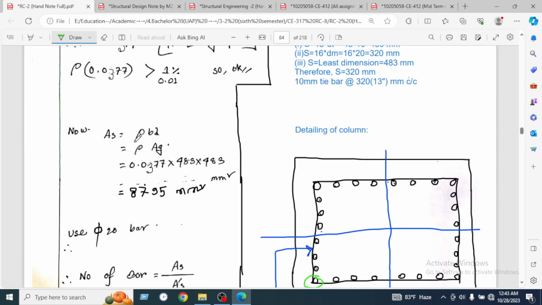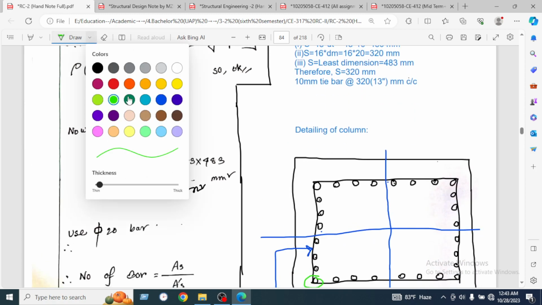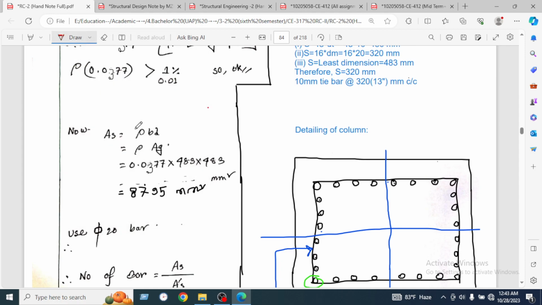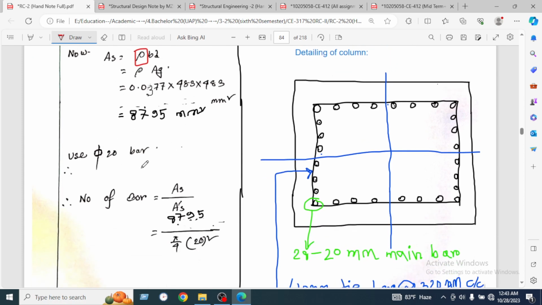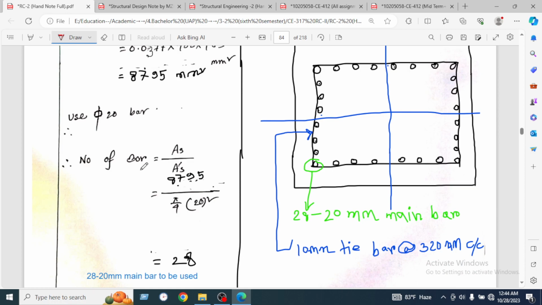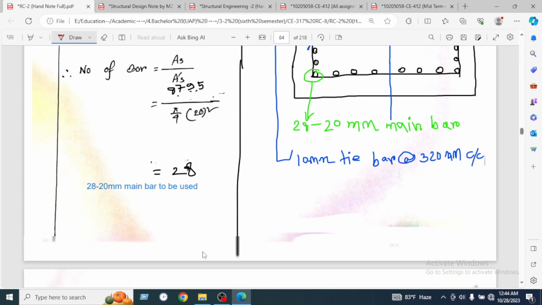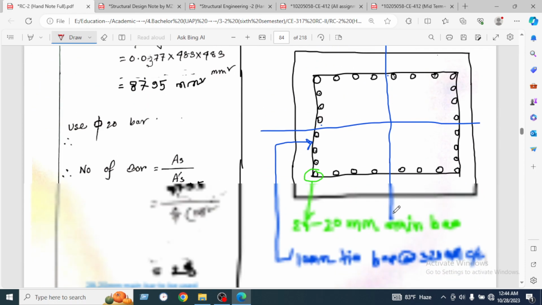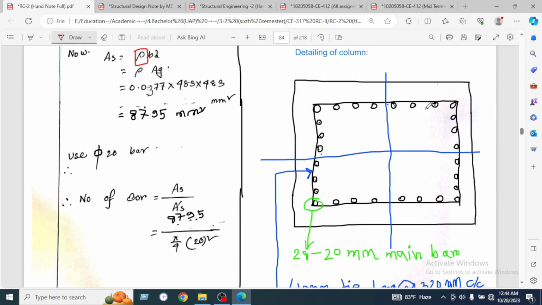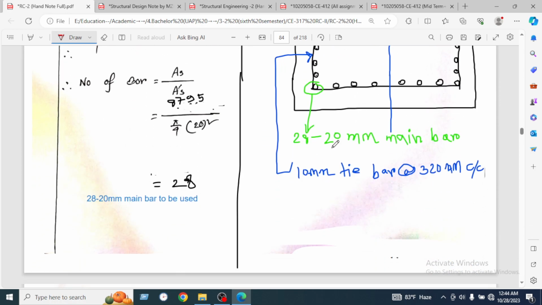This is the most challenging part, to get the rho value, but we have got the rho value, which is 0.03, and As is equal to rho b d. So our steel will be 8795 millimeter square, and we have used 20 millimeter bars. So the number of bars will be As divided by the area of one bar. So we have found 18 bars to be used. So here is our column dimension and 18 bars will be used here.